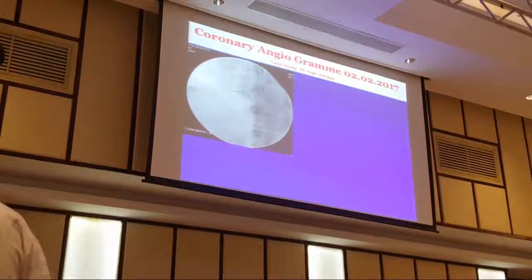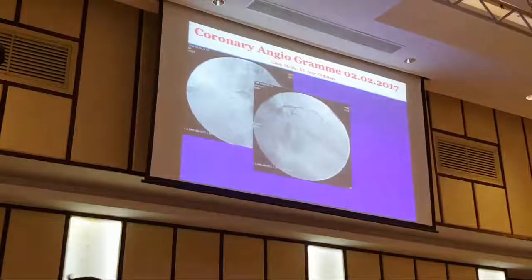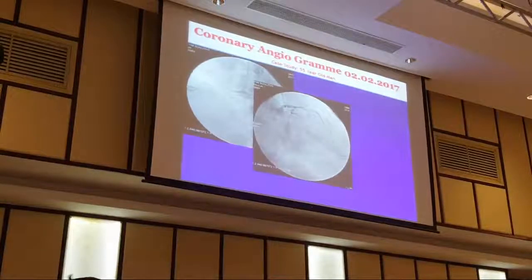Here is the CAG and PCI that we did for the patient. We see it showing the RCA, right coronary artery, with complete occlusion in this case. Here is the LAD, and here is the second plate. In the LAD, you can see around 60 to 70% stenosis of the mid LAD, and the distal LAD also has 80 to 90% stenosis.